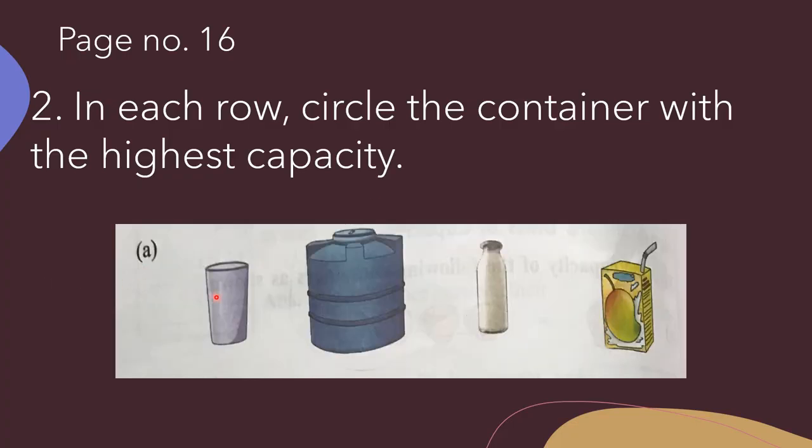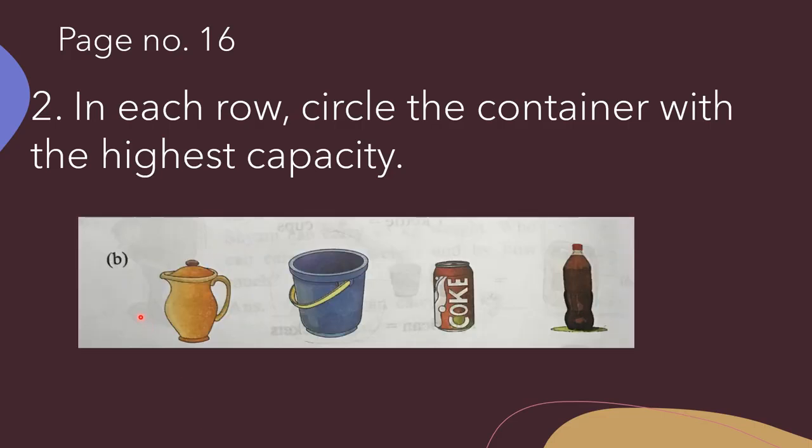Here in A part, this one glass is there, then one tank is there, then one bottle is there, and this is the tetra pack of mango shake. Okay, so beta here we need to circle the container with the highest capacity. We can see that in the glass, milliliters are used, in the bottle also milliliters, and in the tetra pack also milliliters are there. Okay, so here in this figure, the capacity of the tank is highest. So this container has the highest capacity. That's why we will circle it like this. Okay, beta.